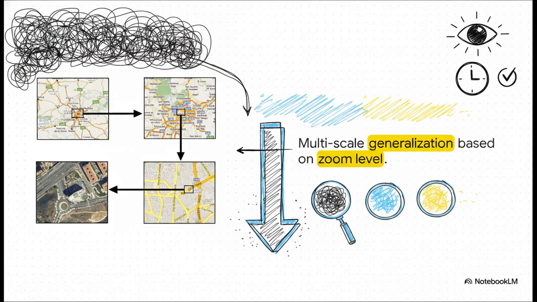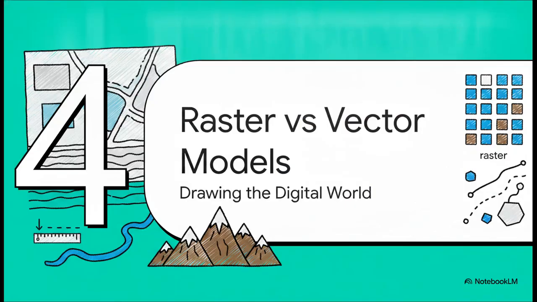Think about it. If a program rendered every single side street and alleyway while you were zoomed way out looking at a map of the entire globe, your screen would just be a solid, illegible block of tiny lines. Instead, GIS smartly uses multi-scale layers. As you zoom out, the system automatically aggregates, simplifies, or just completely drops less important features. It adapts the data dynamically so your map remains useful, fast, and legible, no matter what scale you are working at. Section 4. Raster versus vector models, drawing the digital world.